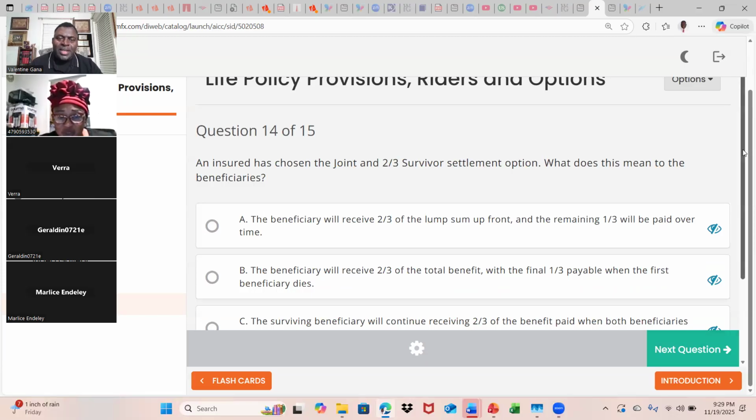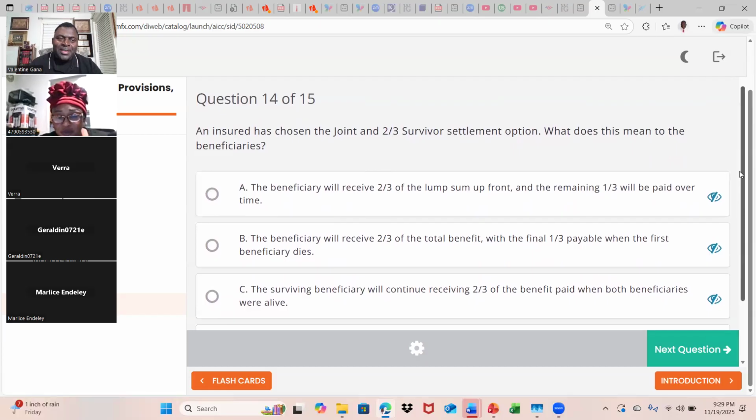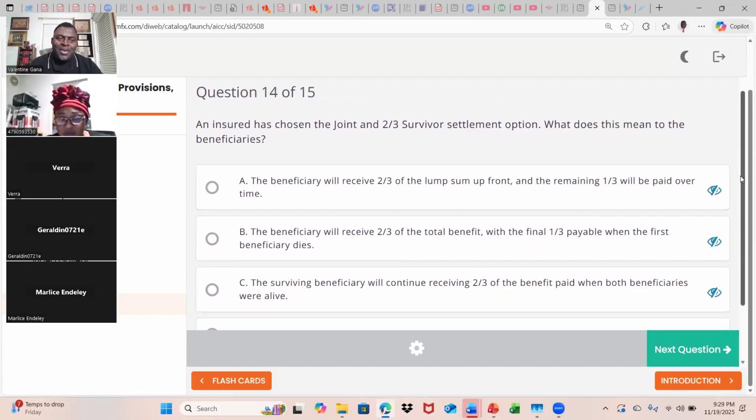When it comes to estate issues, families can get divided very, very easily. You know, 14 of 15.